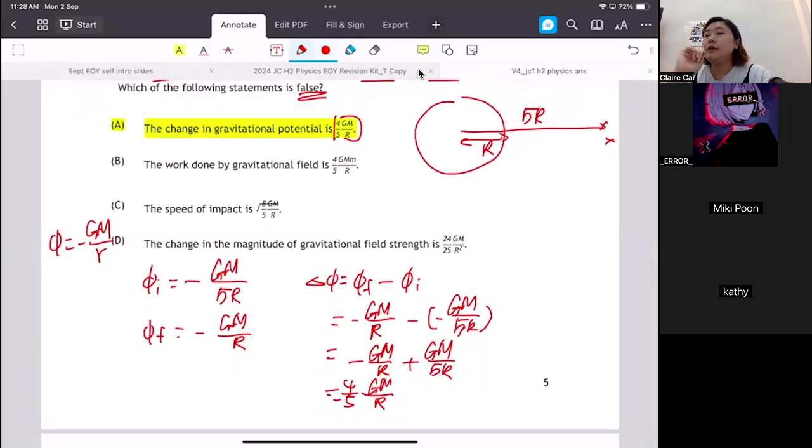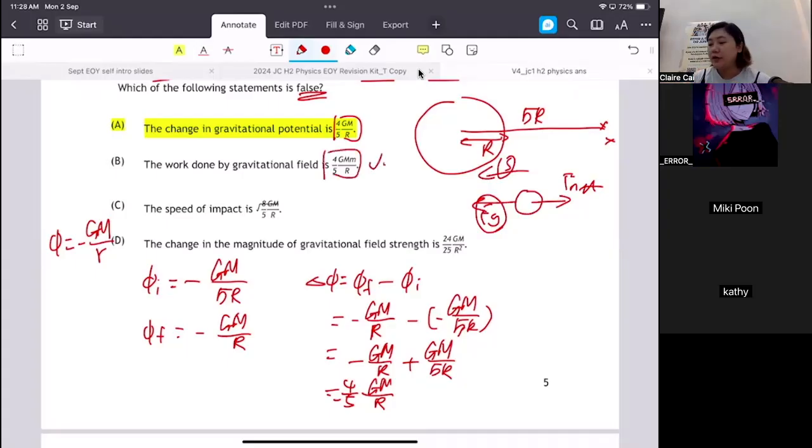So B will actually be correct. The decrease in GPE will be equal to the work done by the field. Again, because we are looking at the definition just now, F net is in the opposite direction, but FG will be in the same direction. So therefore, the work done by your FG moving towards the earth will be positive. That's why this one is correct.